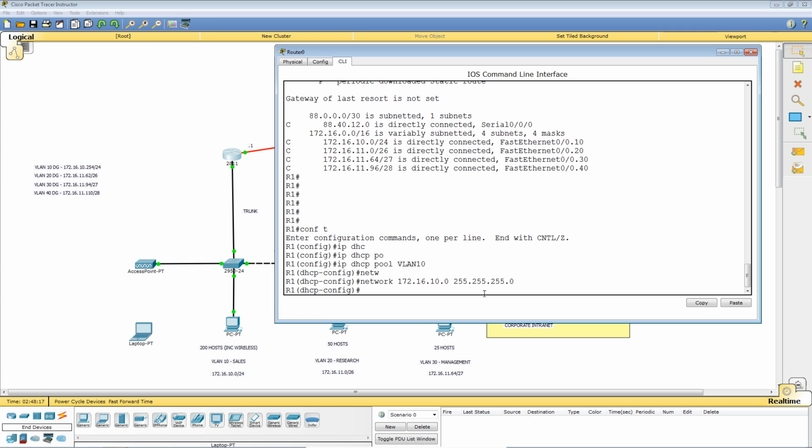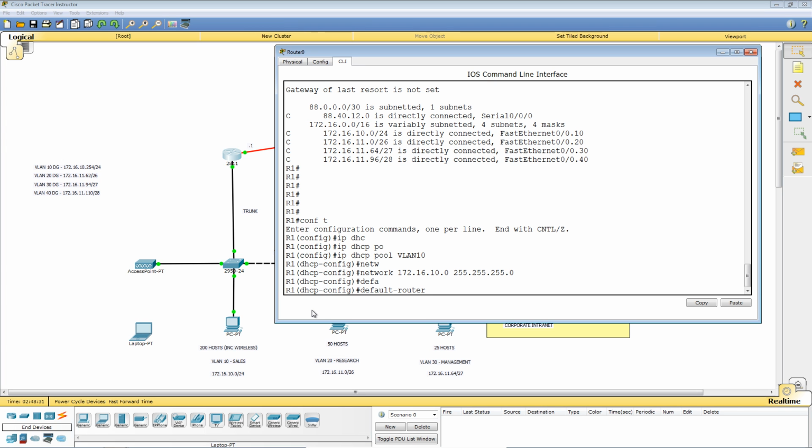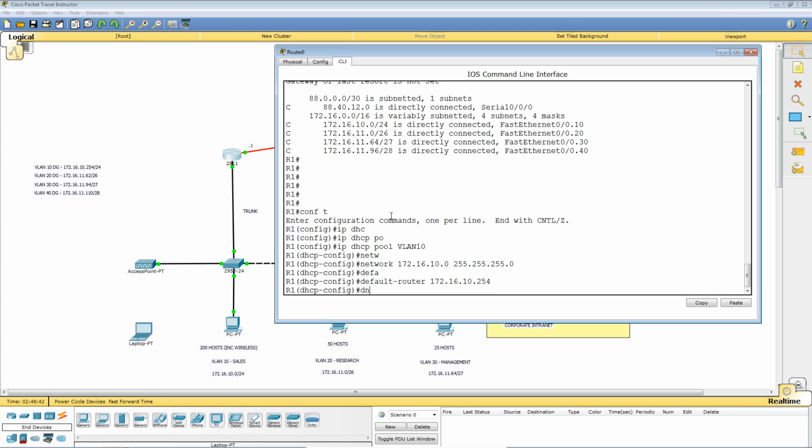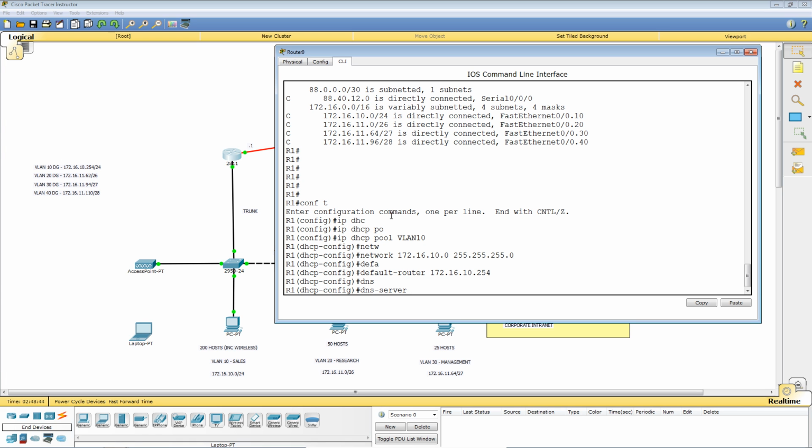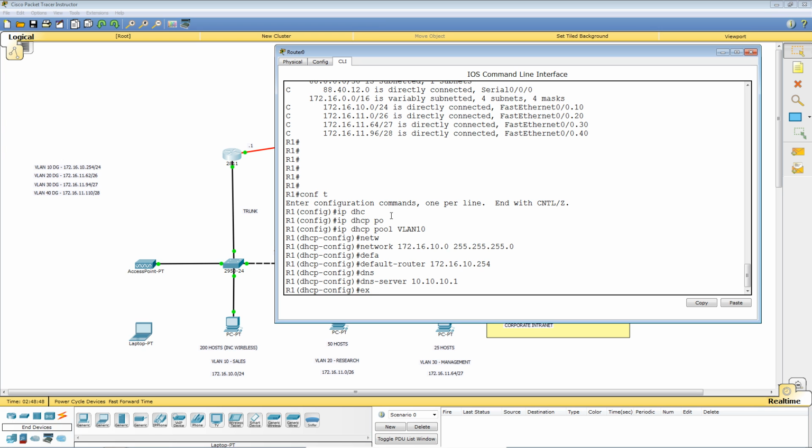Job done. That line will actually hand out the IP address and the subnet mask to the PCs when they request IP addresses. The only thing is it won't hand out anything else. So we need to put default router to hand out the default gateway, which for VLAN 10 is 172.16.10.254. And it won't hand out the DNS server either. And our DNS server was 10.10.10.1. Okay, that's it. Job done.